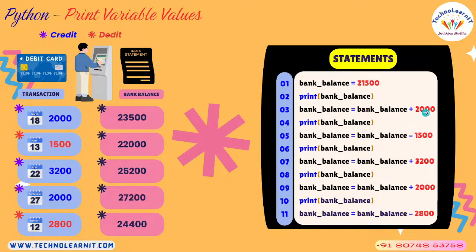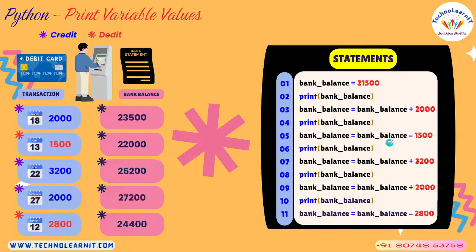You have added 2,000 to that, and the result would be 23,500, and that value will be stored in the same variable bank balance. So now, once statement 3 gets executed, the value of bank balance would be 23,500. Once again you are printing the latest value of this bank balance variable. It would be 23,500 at this point of time.